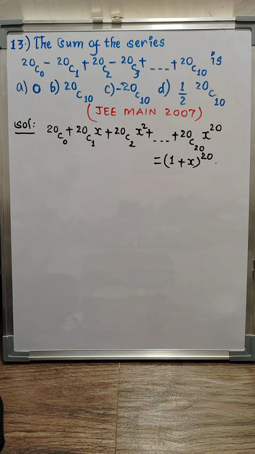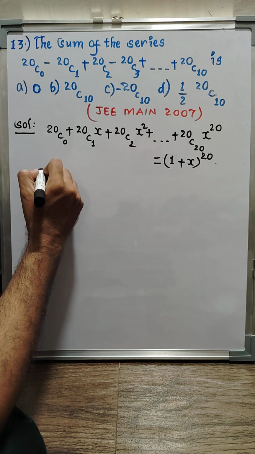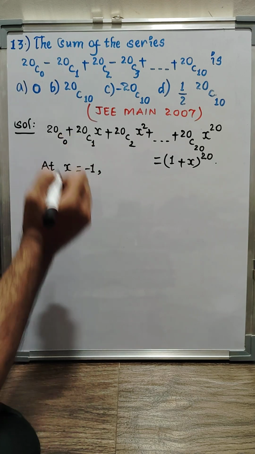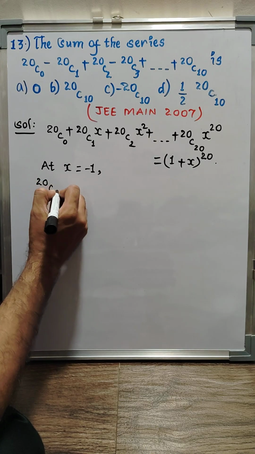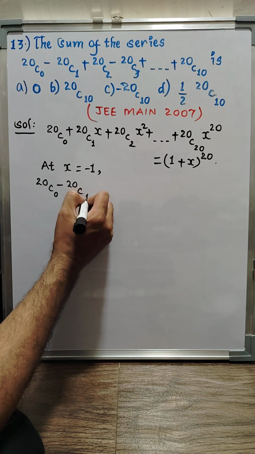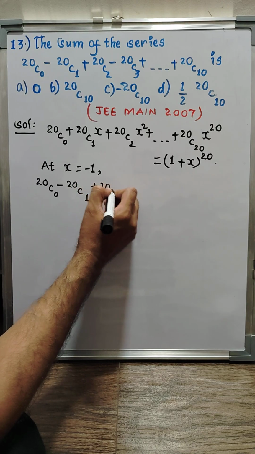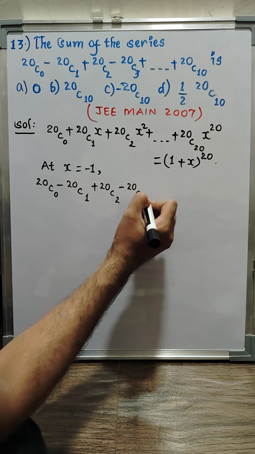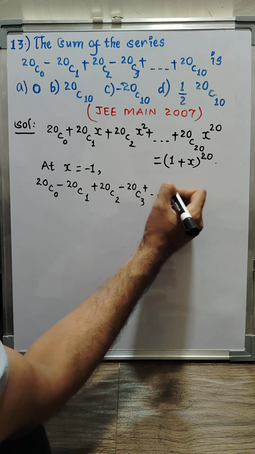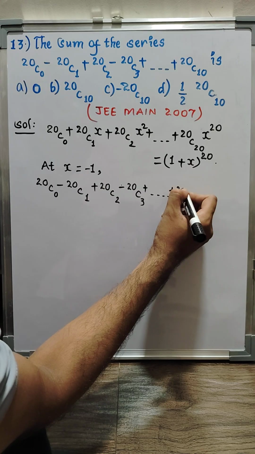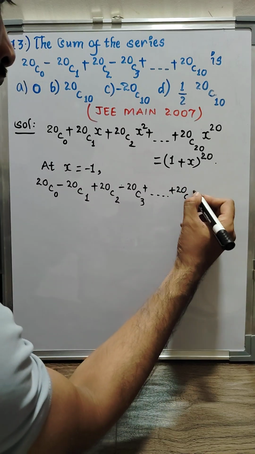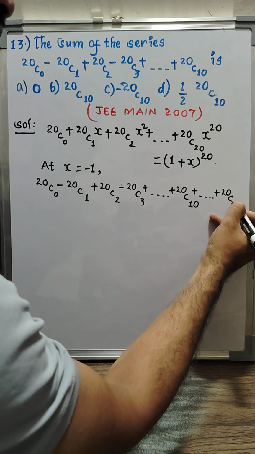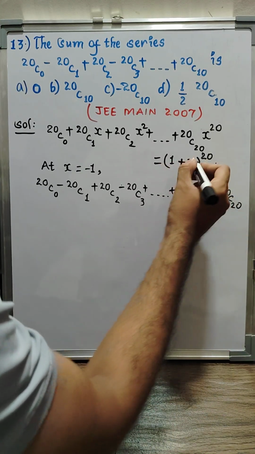In this, if you place x equal to minus 1, we have the expression value as 20C0 minus 20C1 plus 20C2 minus 20C3 and so on plus 20C10 and so on plus 20C20, which is equal to 0, since 1 plus minus 1 becomes 0 here.